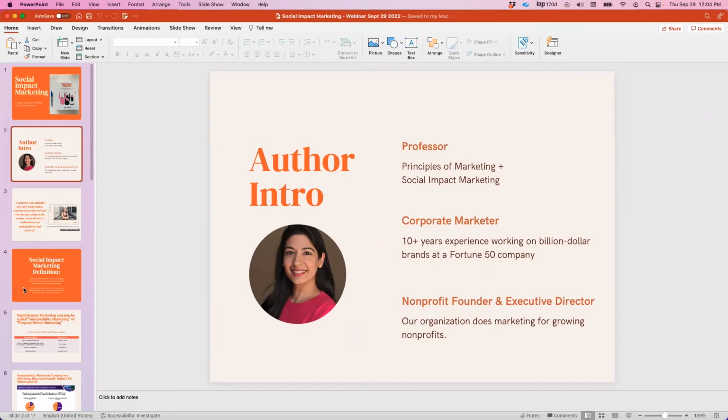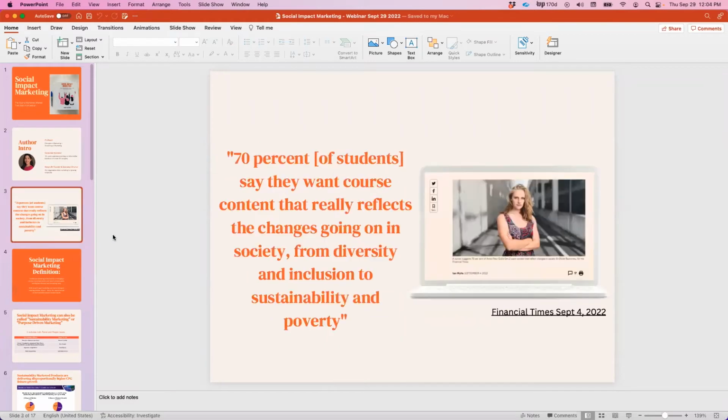And so you've probably heard from your students that they're interested in sustainability and making a difference in the world. And this was a recent article that came out from the Financial Times on September 4th, with research that said 70% of students want content that reflects changes going on in society, from diversity and inclusion and sustainability and poverty.